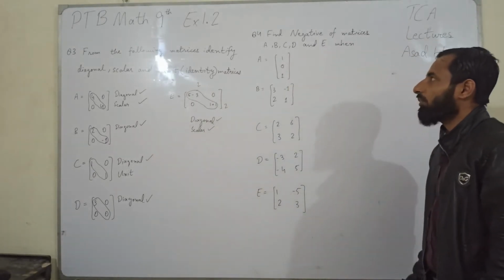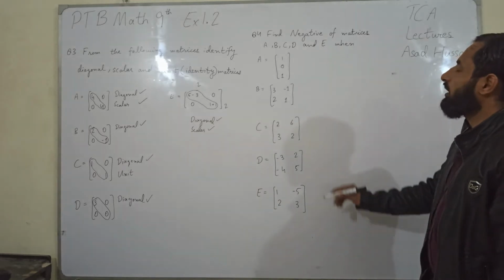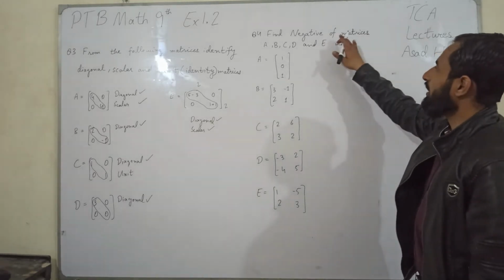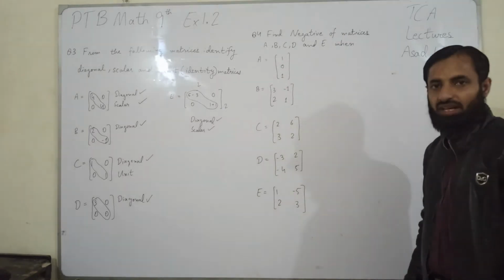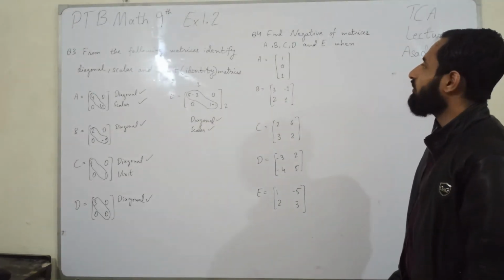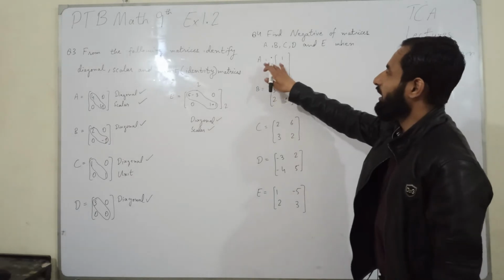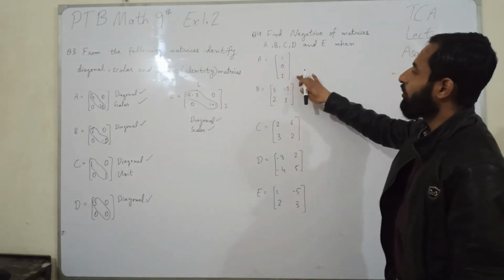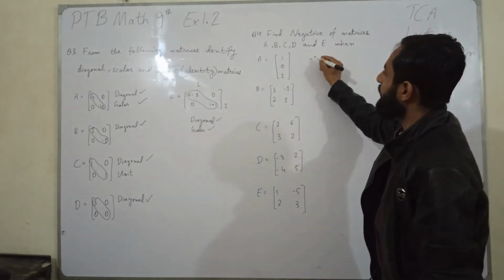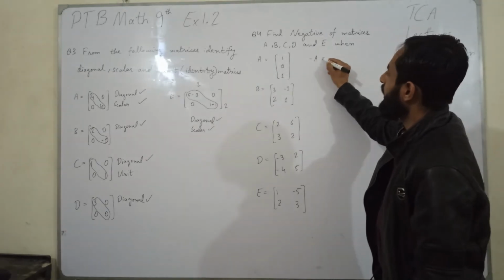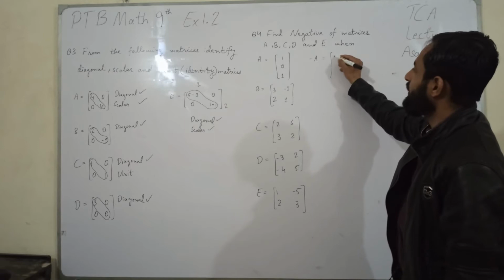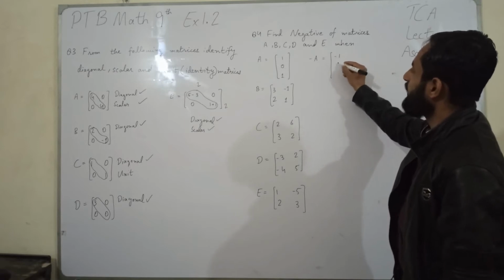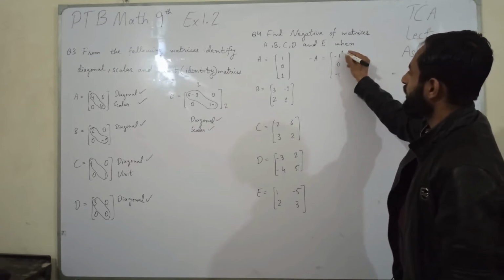Moving on to question number 4. In question number 4, it says find negative of matrices A, B, C, D and E. We have to find the negatives of the following matrices. Matrix A is equal to 1, 0, 1. So negative of matrix A would be negative A is equal to, we will change the signs, which will be equal to minus 1, 0 and minus 1.